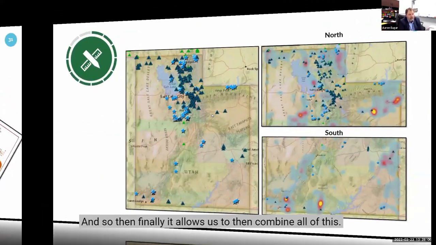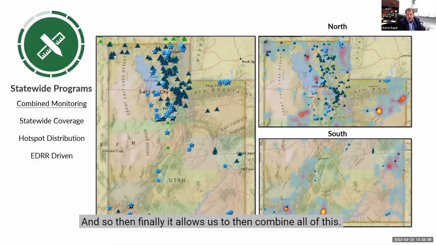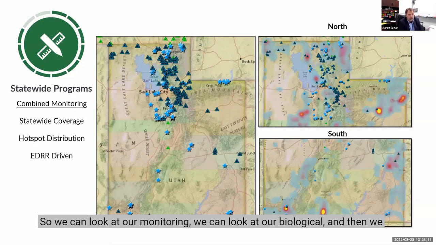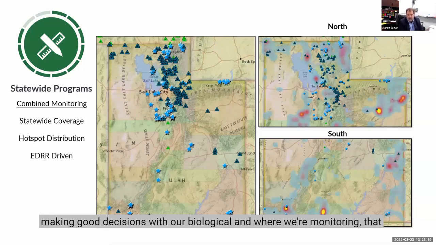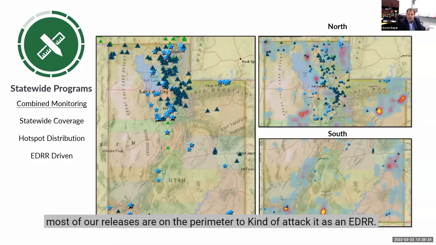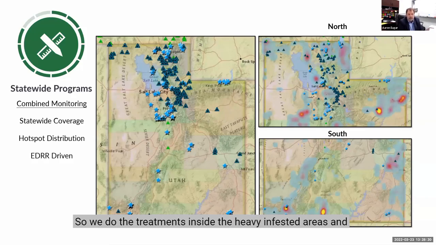And so then finally, it allows us to combine all of this. We can look at our monitoring, we can look at our biological, and then we can turn on the hotspot for all of the weed points and make sure that we're making good decisions with our biological and where we're monitoring. Most of our releases are on the perimeter to attack it as an EDRR. So we do the treatments inside the heavy infested areas, and we're using biological, and we're doing our monitoring more on the perimeters to hold or contain that from spreading further.